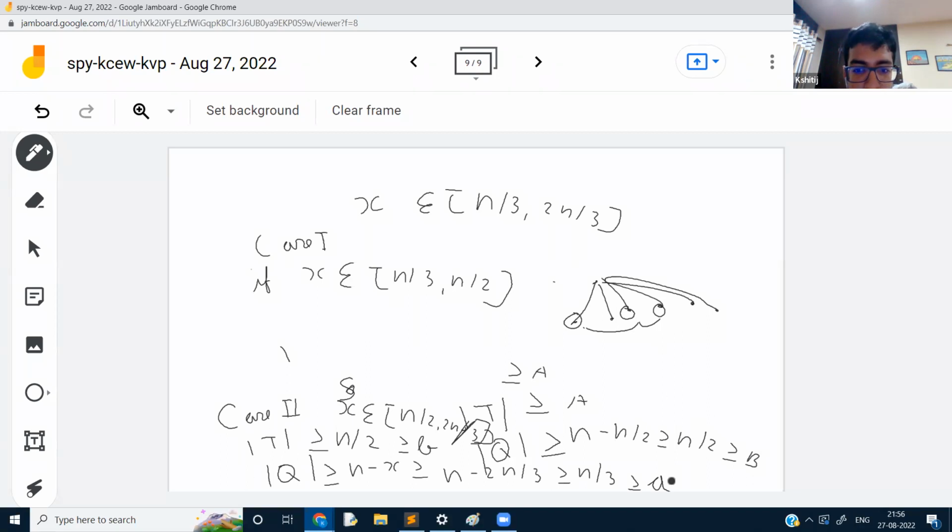Did you all get this? We have found a construction for this as well into two parts. One is at least A and one is at least B. So basically we have solved the entire problem. Since we have covered all the cases, we have solved the problem. Did you get the complete solution? Did you all get it?